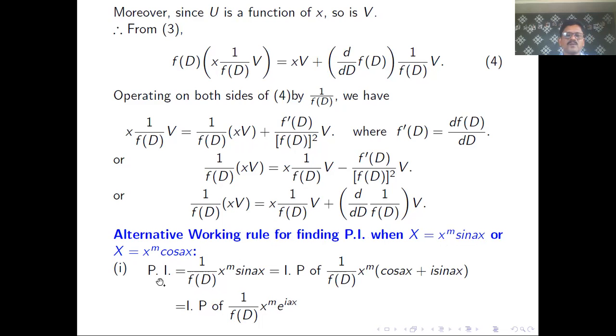So in general here PI we can write as 1 upon f of D, x raised to m into, suppose sin x is given, x raised to m into sin x. Then this sin x we can write as the imaginary part of cos ax plus i sin ax. This 1 upon f of D x raised to m remains as it is here. And this sin ax is nothing but what? The imaginary part of this complex number, cos ax plus i sin ax. And then further, this we can write as e raised to iax.